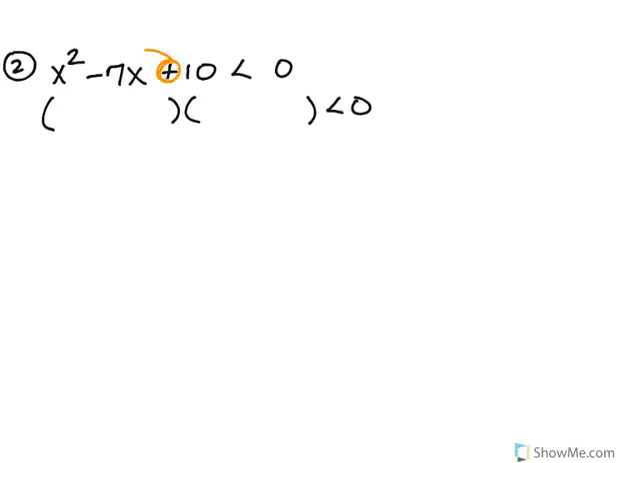Number 2. X squared minus 7x plus 10 is less than 0. So very first step, we've got to do what? Factor it. We've got to factor it. So we are adding to get negative 7.